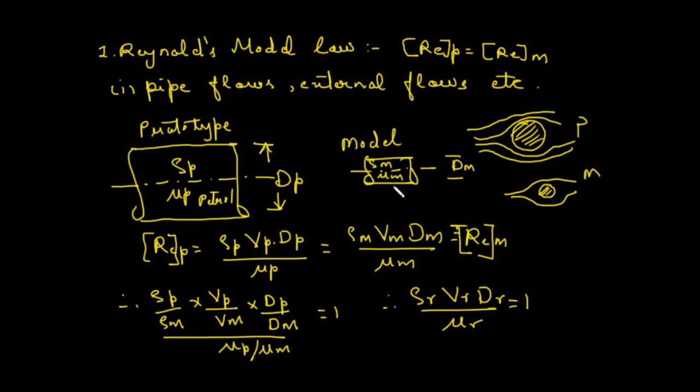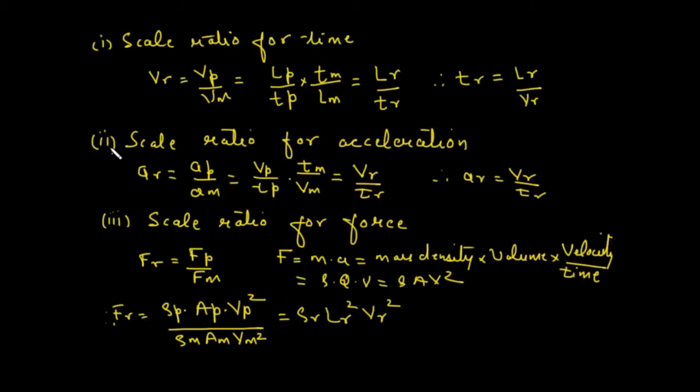So that's why you can use any type of fluid, or rather you can use any diameter of the pipe also. You just have to see that the Reynolds number in both cases is the same. So that's an advantage of the model law. So if we go ahead and derive some expressions for scale ratios, then we'll see that.